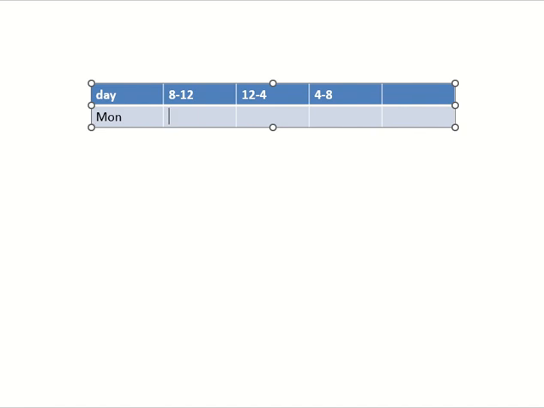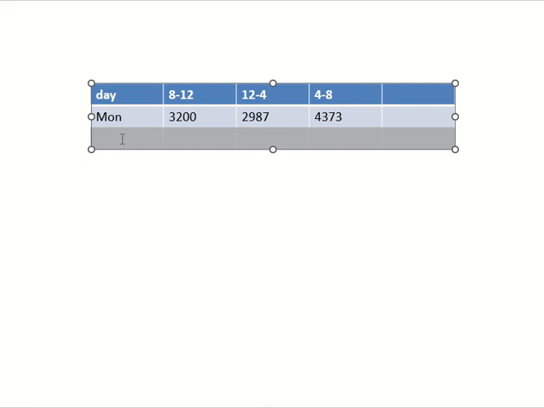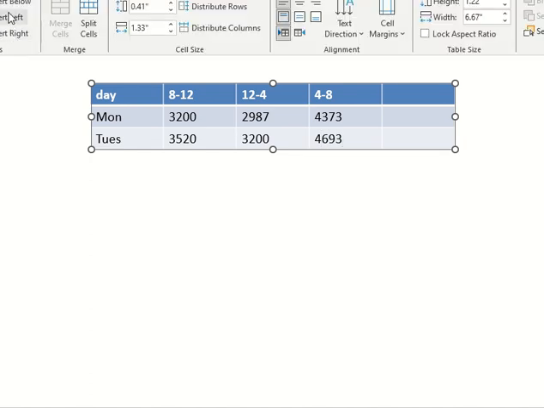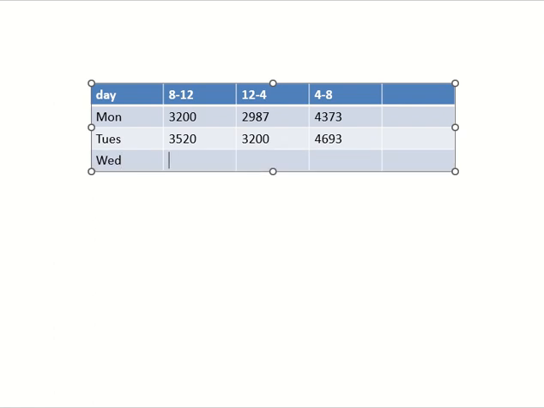Monday, tell me. 3200. 2987. 4373. The others can start doing the total. I will need the total as well. Tell me. 3520. 3200. 4693. Wednesday. 4267. 3840. 5330. Okay, give me the total.